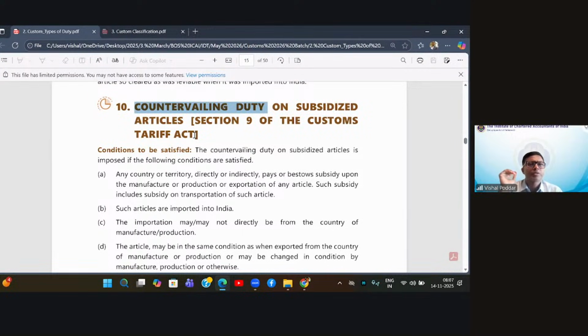Now, when this type of subsidy is given by a foreign country to their manufacturer and the goods are coming to India at a lower price, it is a challenge for our domestic industry to match those prices. Hence, under Section 9 of the Customs Tariff Act, the government has the power to impose this protective duty, which is nothing but countering the subsidy. That is why the name is given as countervailing duty.